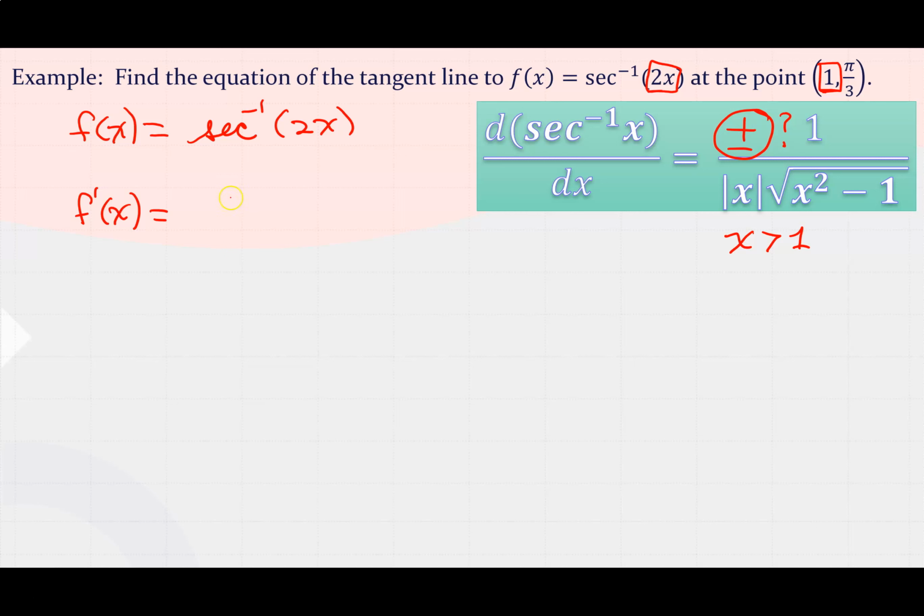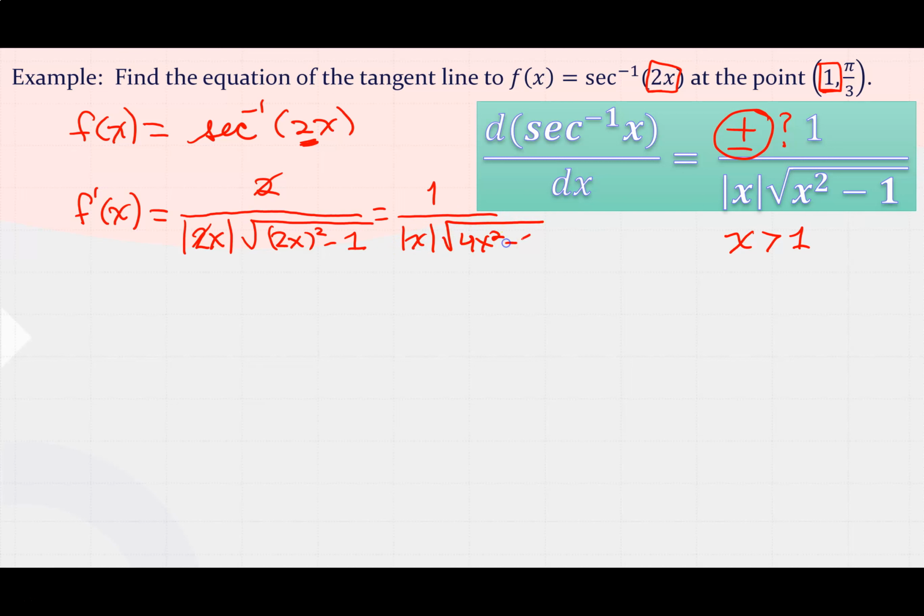So we're dealing with the positive value. Let's just go ahead and write down the solution to that. 1 over, and let's write it down as is first, absolute value of 2x, square root of 2x squared minus 1. And then multiply by the inside derivative, which is 2. So really, I could just write 2 on the numerator, and then the 2 divided by this 2 right there, because I could take the 2 outside of the absolute value. So really, it is 1 over absolute value of x, square root of 4x squared minus 1.